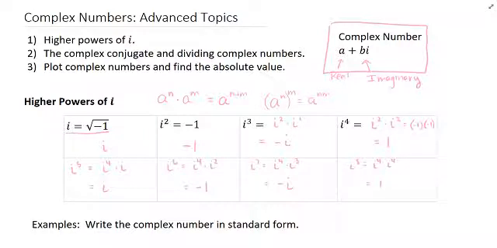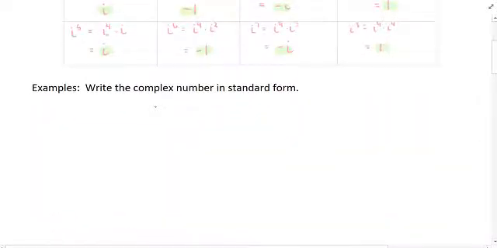So notice that this pattern keeps repeating: i, -1, -i, 1. i, -1, -i, 1. So the key to simplifying these is always to figure out how many i to the 4ths you can pull out of any number. So let's go ahead and take a look at a couple examples. The first example that I want to look at right now is this, i to the 54th.